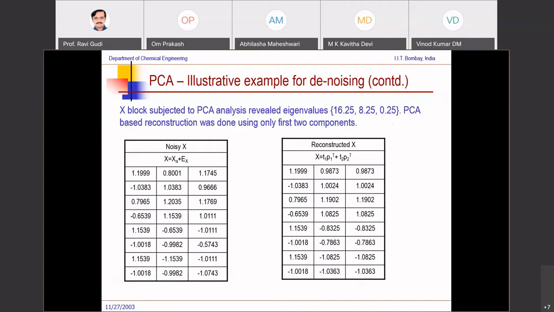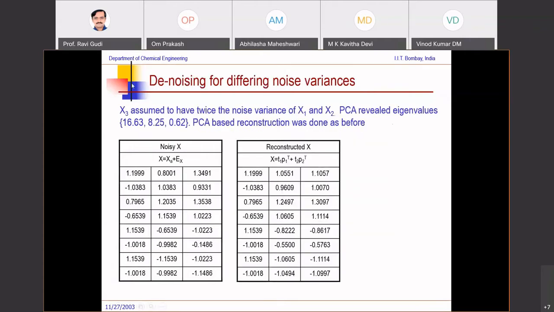Okay, now let's see what happens if I have differing noise variances. Here, x3 is assumed to have twice the noise variance of x1 and x2. Now, PCA reveals that the eigenvalues are now different, 16.63, 8.25, and 0.62. Now, I'm not able to get 0.25 because the noise variances of each of these three variables are different.